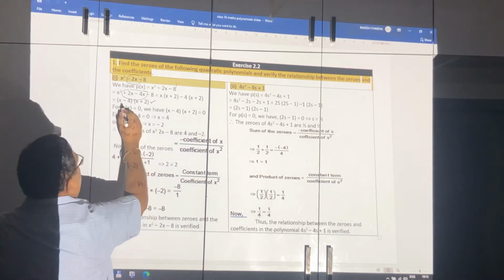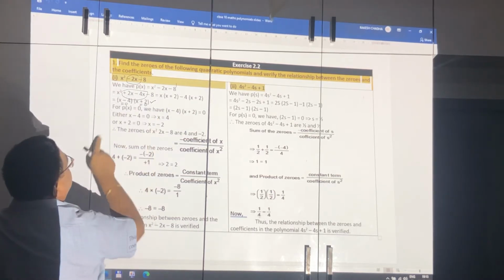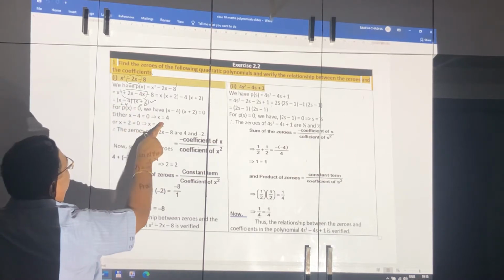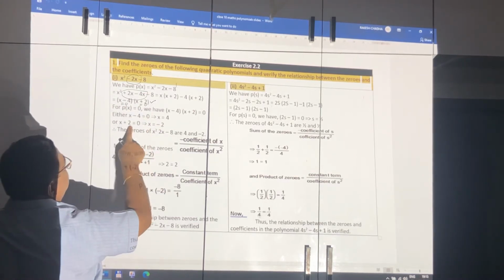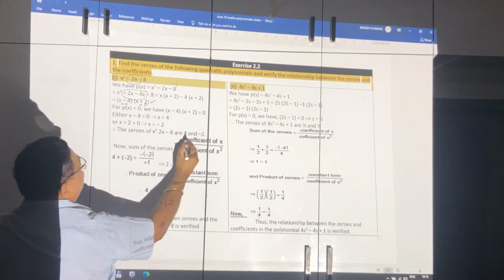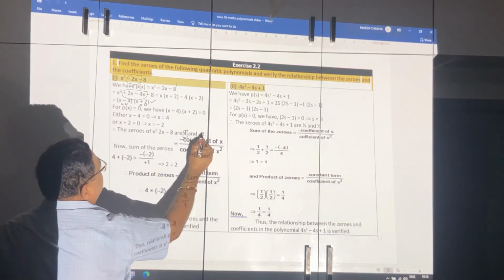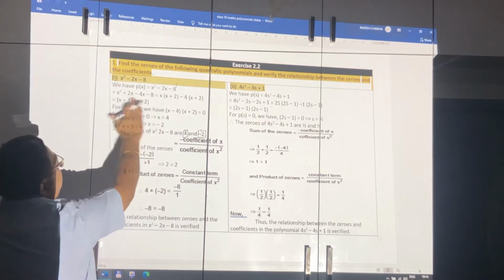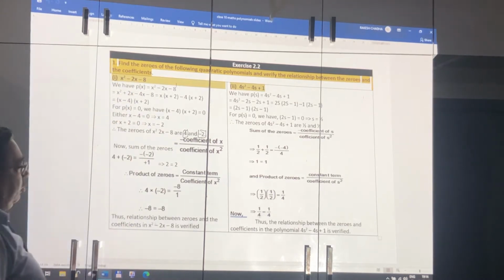Now, this is equal to 0 or this is equal to 0. So, x minus 4 is equal to 0. x is equal to 4. x plus 2 is equal to 0. x is equal to minus 2. So, these are my roots. The zeros. Zero does not mean value 0. These are my answers or roots.